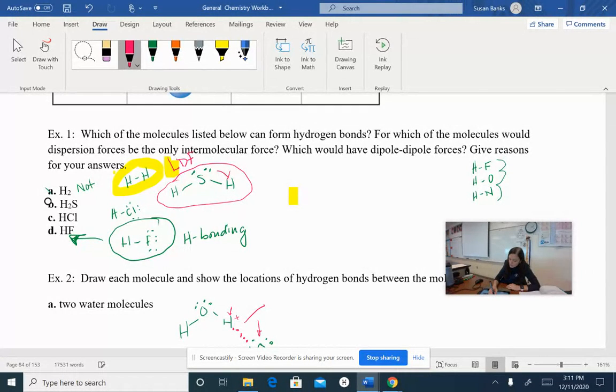Don't I have some dipoles going on here where actually it's going to be the opposite way? The hydrogen is going to be less electronegative than the sulfur. I also have this big area of electrons up here. So this is going to be polar. So this is going to be dipole, dipole. And chlorine is way more electronegative than hydrogen. So I have a dipole here. So that's also going to be dipole, dipole. And then hydrogen fluoride, hydrogen bonding, because I've got hydrogen bound to a fluorine.